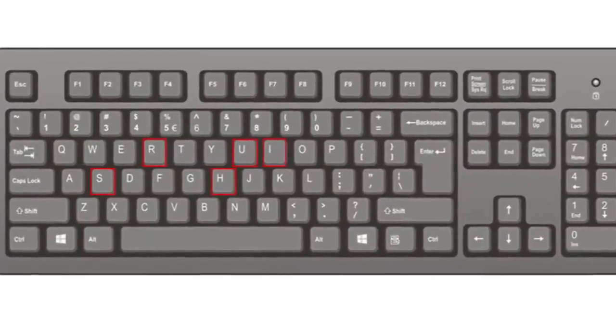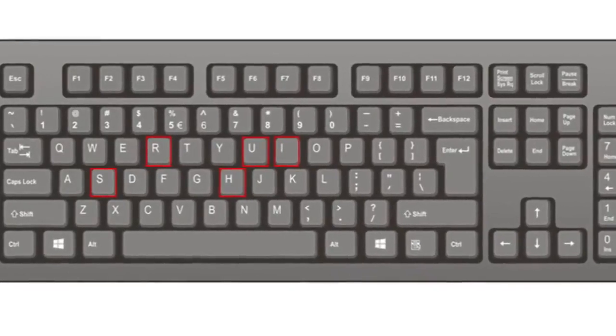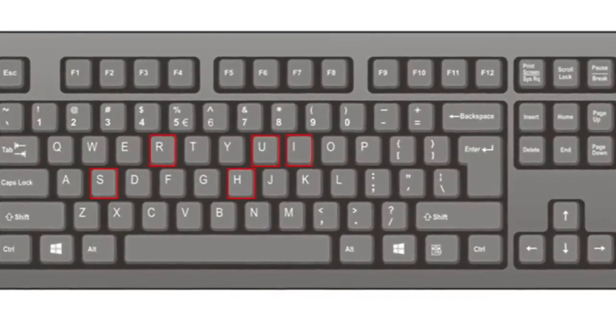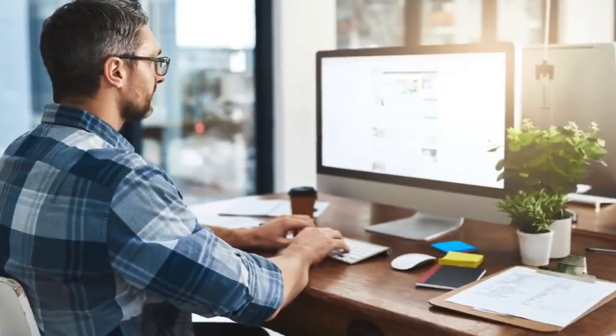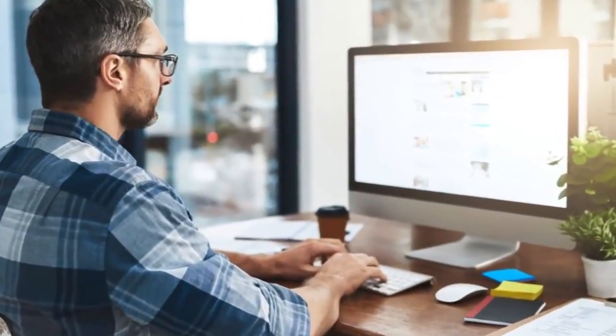If you press U, it will shut the computer down. If you press R, it will restart your computer. H will hibernate, and S will put your computer to sleep. It'll allow you to command your computer right from your keyboard.